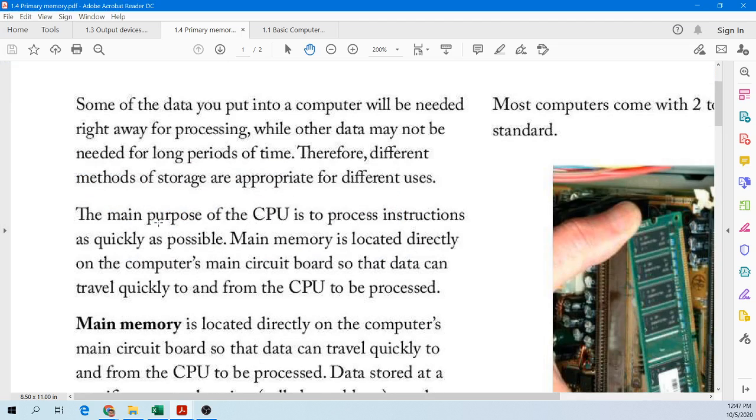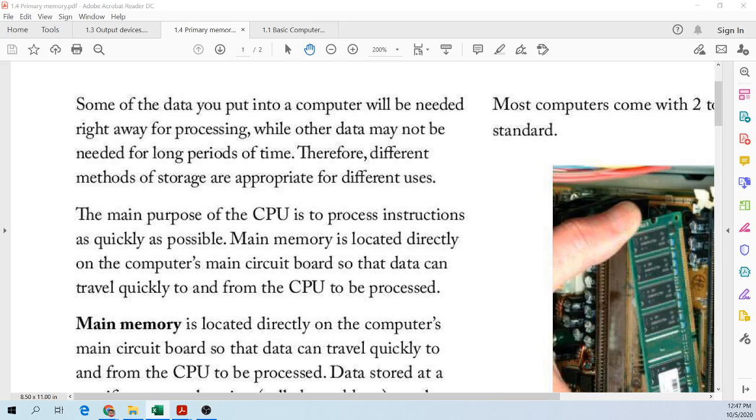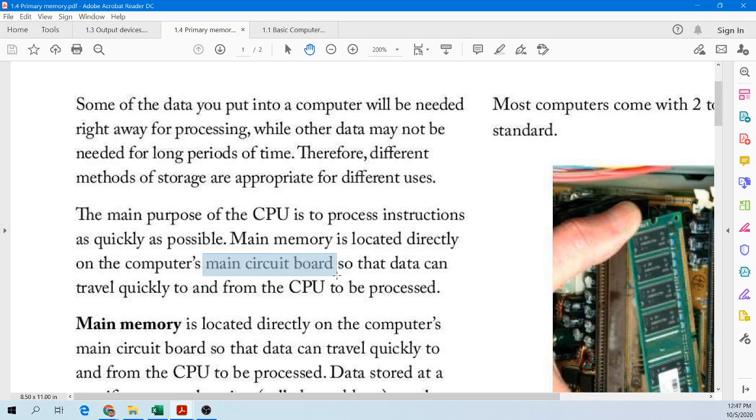So the next paragraph speaks of the CPU. Well, the CPU is like the main person in the computer, and it is used to process information, process data, so to process instructions as quickly as possible. Now, I would have given you a homework to draw a motherboard, and the motherboard can also be referred to as the main circuit board. And on that board is where you will find the main memory and the CPU.